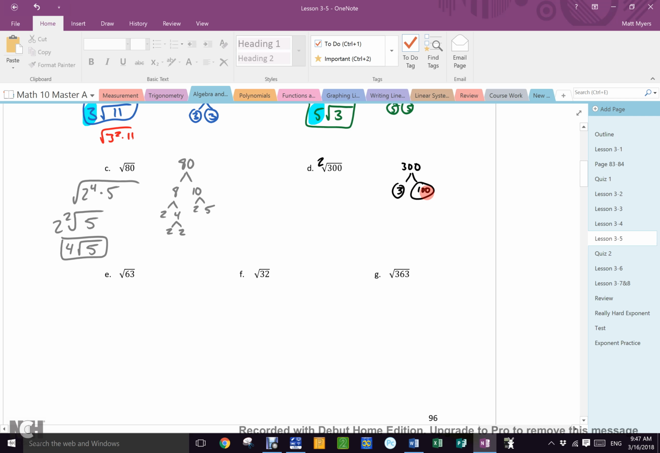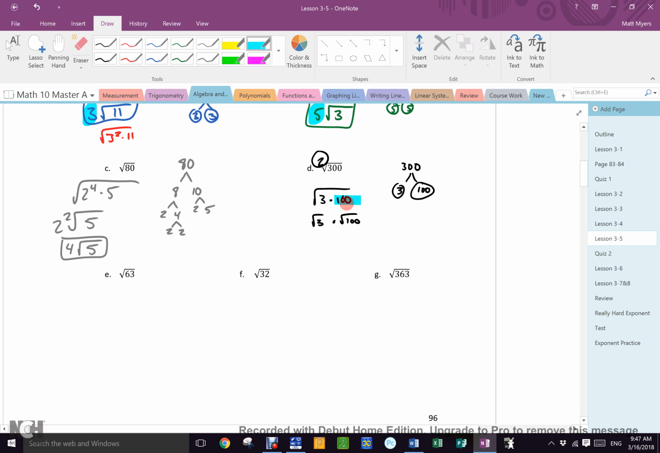I'm going to stop right there because this is the square root of 3 times 100, isn't it? Which is the same as the square root of 3 times the square root of 100, correct? What's the square root of 100? 10. So this has a group of 2 factors, doesn't it? So if I ever find a perfect square in my factor tree, I can stop there because I know that that number has a square root and it's 10. So I will end up with 10 root 3.